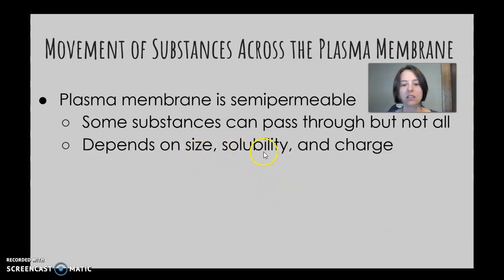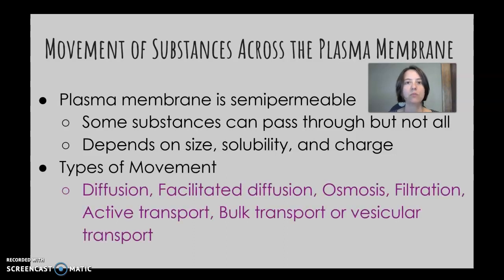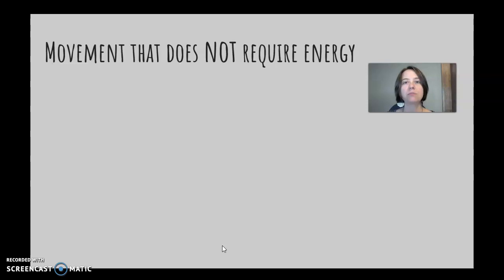It also depends on solubility, if it's dissolvable in water or in lipids, like fats, and its charge, if it's neutral, positive, or negative. So there are a couple different types of movement. You don't need to write this down, but we will go over these: diffusion, facilitated diffusion, osmosis, filtration, active transport, and bulk transport or vesicular transport. Let's start with the types of movement that do not require energy. They will just happen naturally.